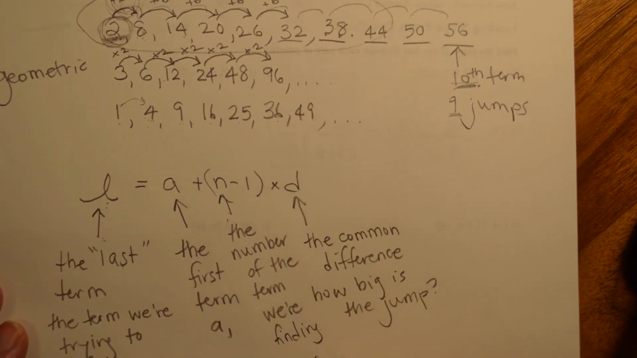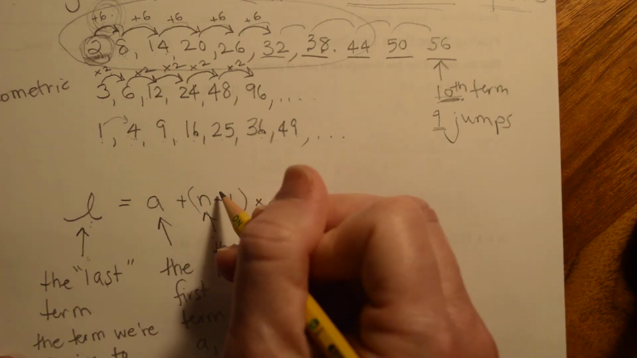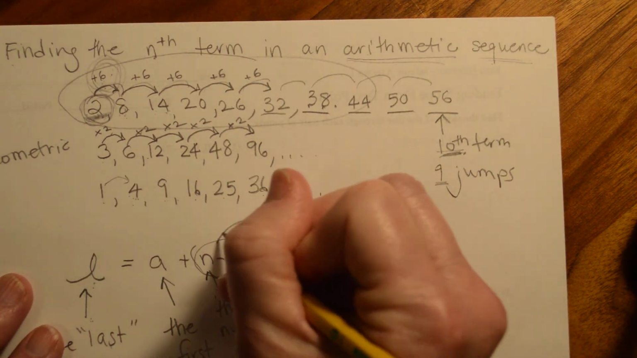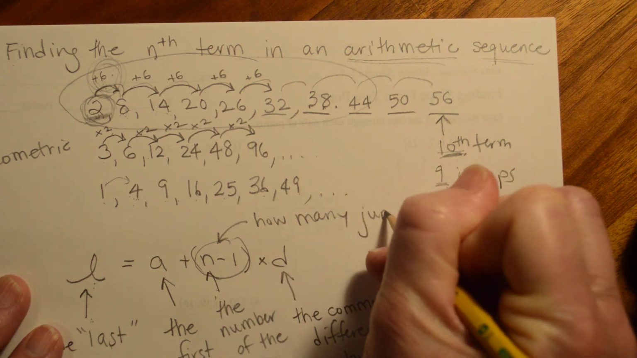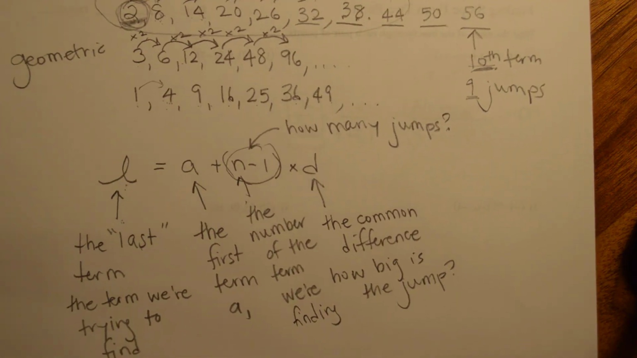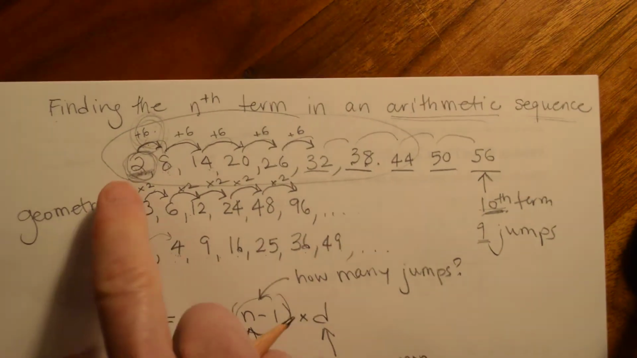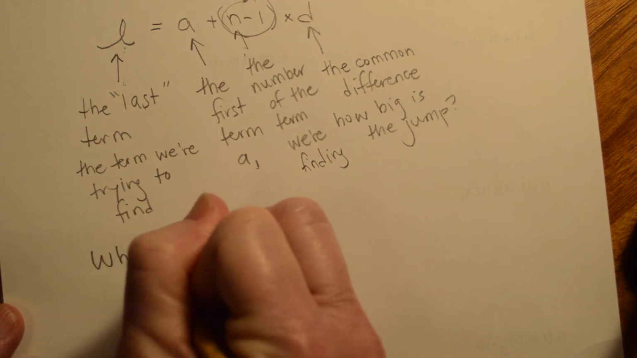So again, this might be the 10th term, or the 14th term, or the 3rd term. N stands for the number of the term that we're finding. So n minus 1 is really how many jumps have we done? All right, so let's find the 57th term. What is the 57th term?